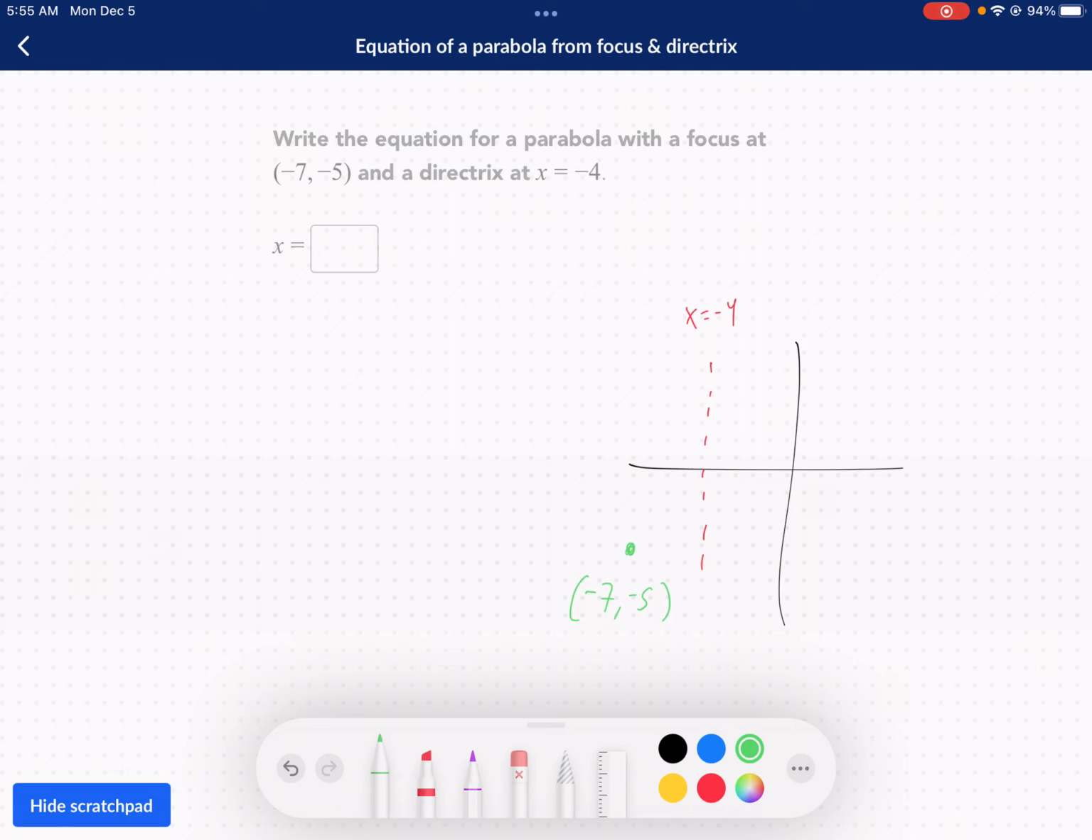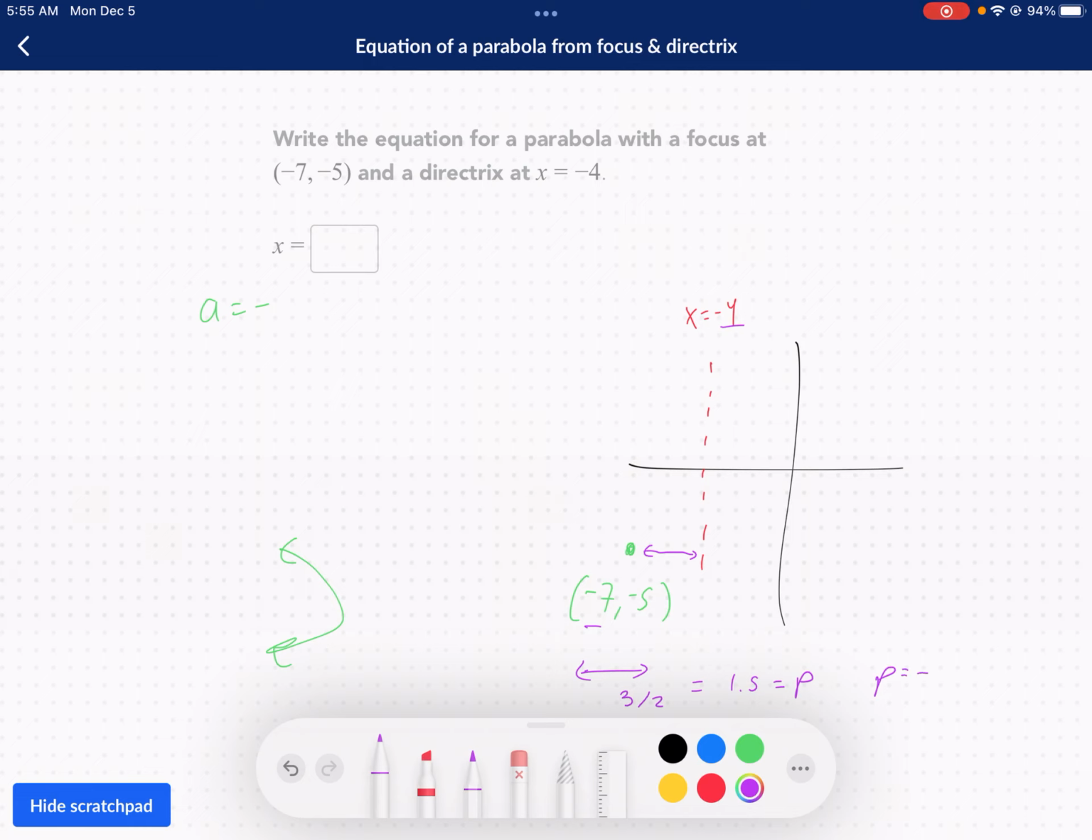One thing I know right away, it's opening to the left, so my a value is going to be negative. Now I need to find the location of my vertex. I find it by first finding my p value, which is the distance between the directrix and the focus divided by 2. Well, I go from negative 4 to negative 7. That's a distance of 3. I need to divide that by 2, and that gives me a focal length of p equals 1.5.